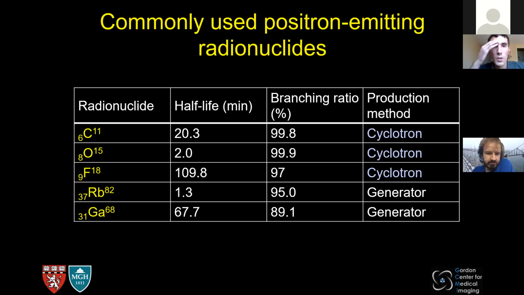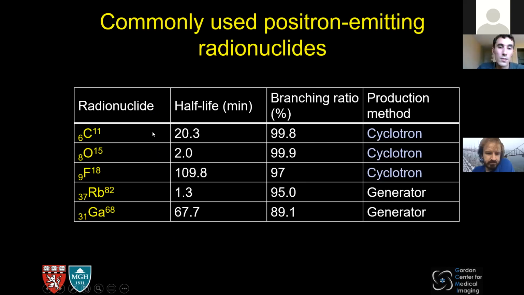So these are some commonly used positron-emitting radionuclides. I've listed a few here: carbon-11, oxygen-15, fluorine-18, rubidium, gallium-68. This is the half-life of these radionuclides. So this is the time, of course, it takes for half of the radioactivity to decay. This is the branching ratio for positron emission. So this is the percentage of decays that are done by emitting positrons. So of course we want a high branching ratio. And this is the production method.